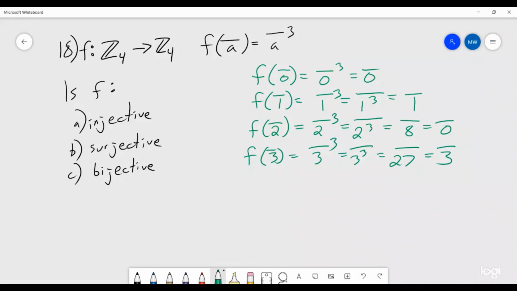Okay, so now that we have this, does this help us figure out if it's injective, surjective, or bijective? So, what does it tell us?